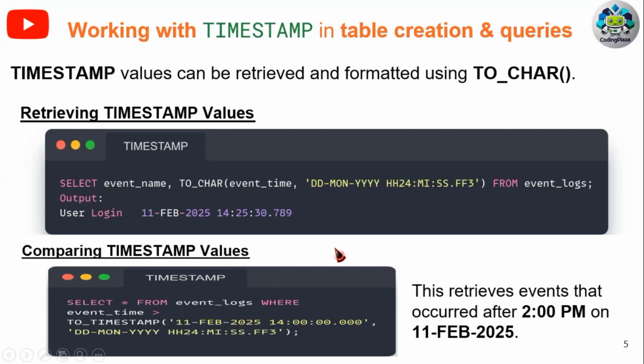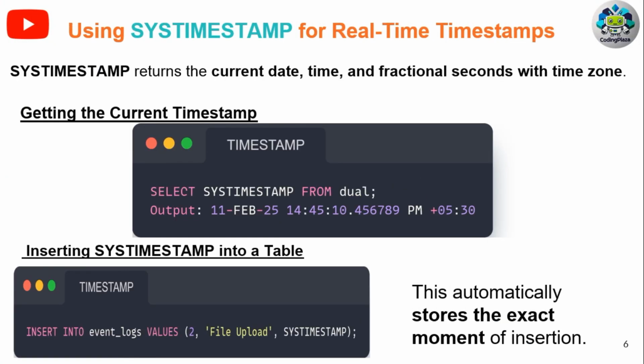Then after, we'll go to using sysdate for real time timestamps. Okay. So generally what will you do when a user comes, and you will calculate the time or what?